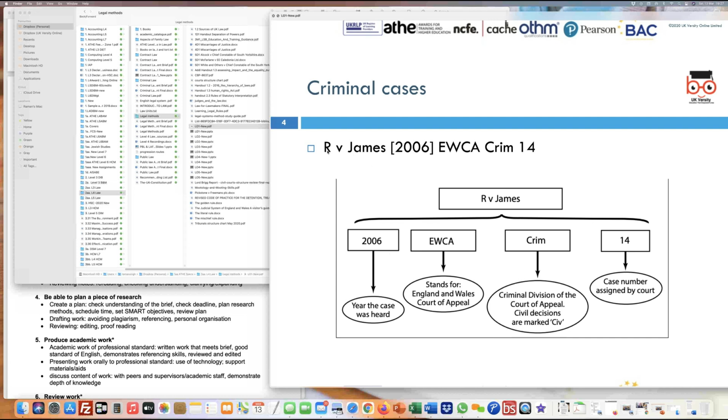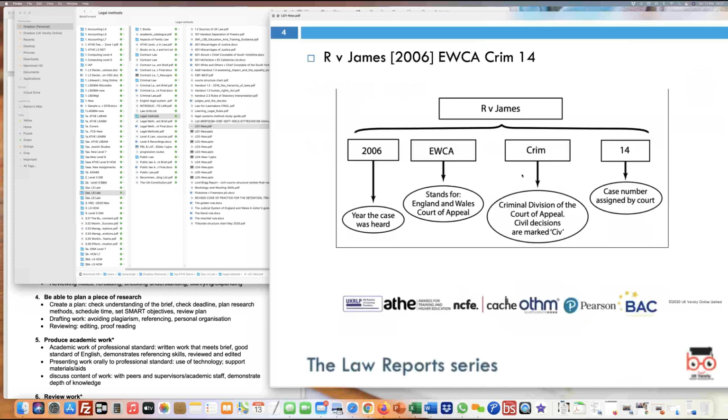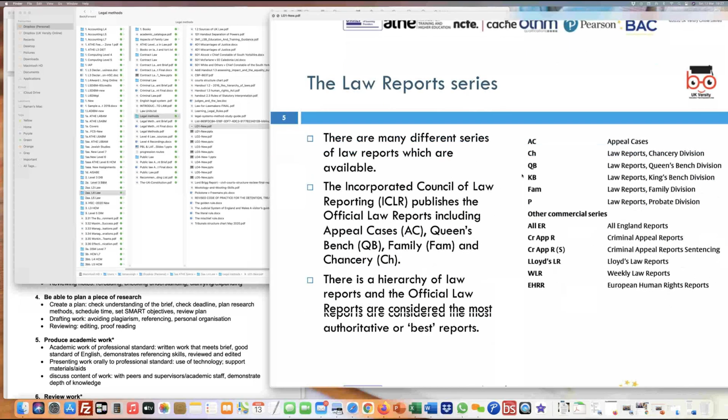So here, criminal cases are represented like this: R versus James, 2006 EWCA Crim 14. It's published in the Court of Appeal of England and Wales. Crim stands for Criminal Division, or cases tried under criminal law, and 14 tends to be the case number assigned by the court. So I will include some of this terminology, which I think would be helpful in understanding the OSCOLA system and the law report series.